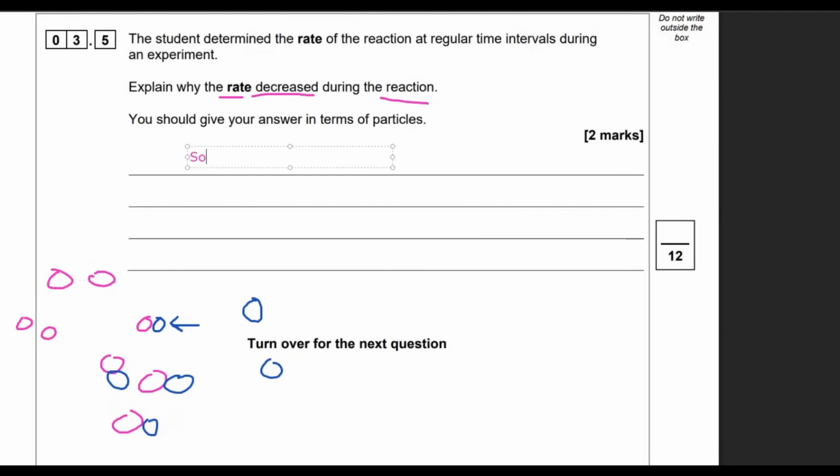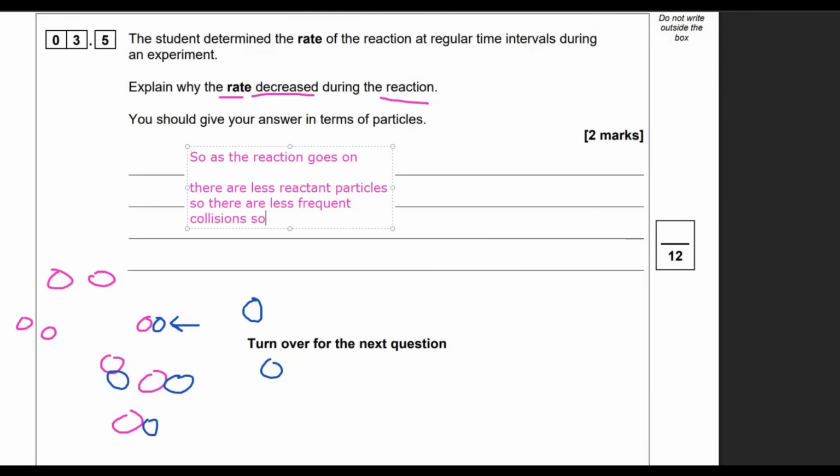So as the reaction goes on, as time goes by, there are less reactant particles. So there are less frequent collisions. So a lower rate of reaction.